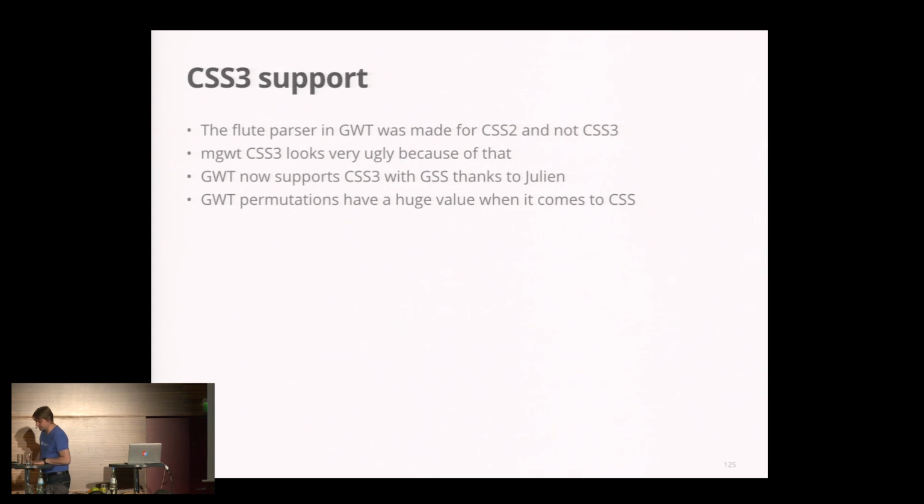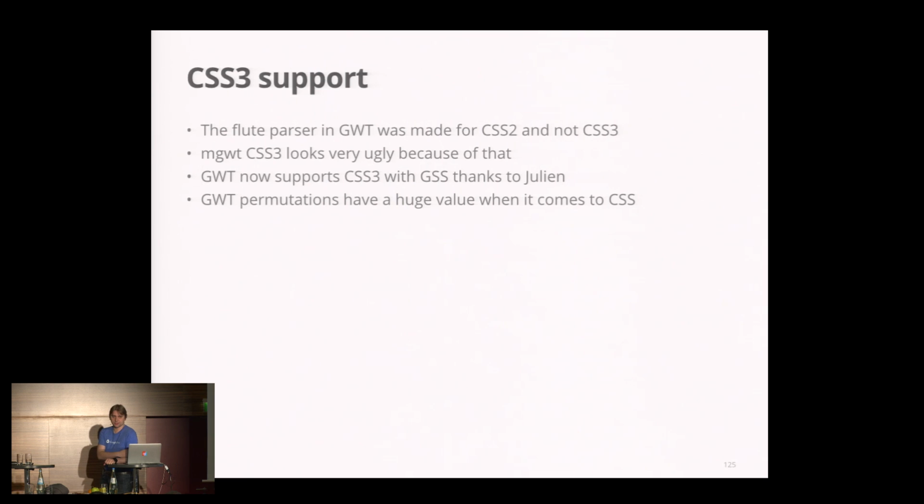The other thing I was concerned about was CSS3 support. And CSS3 support means, well, you all know this. The flute parser that we do have in GWT, that's not working really great. It was actually made for CSS2, and we kind of botched it up to make it work with most of the CSS3 stuff, but most of the time it was just a pain to use. You had to escape all kinds of things, and if you ever looked at the implementation of the mgwt CSS, it was sometimes horrible.